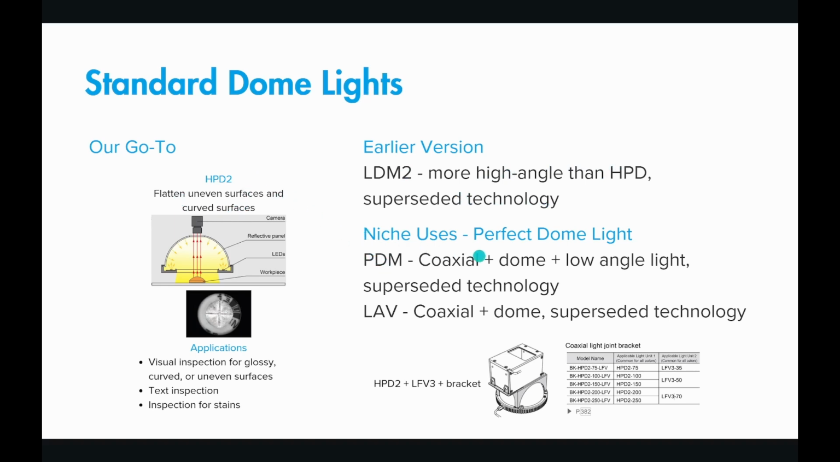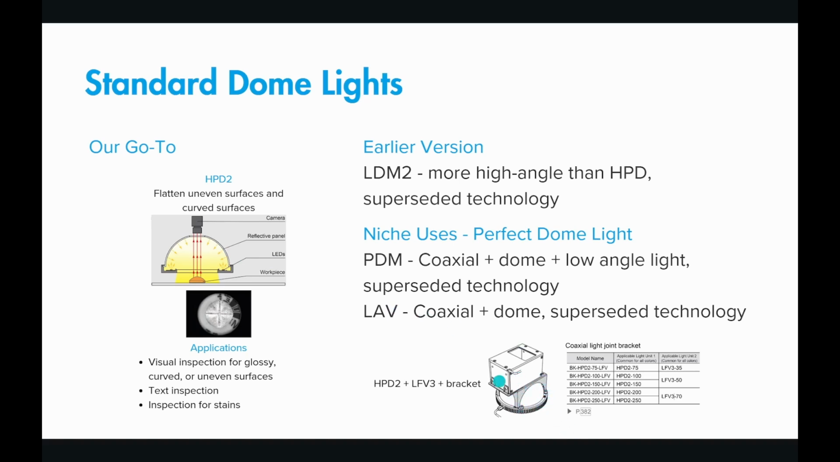Some more niche uses are the perfect dome light. It's called the PDM. The LAV is the older version of it. It's a coaxial dome and a low angle light. We essentially moved on from this. The technology of the dome light has kind of been improved with the HPD2. So now we recommend getting the dome light.